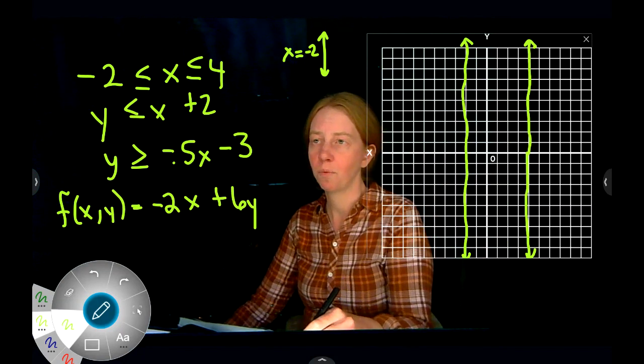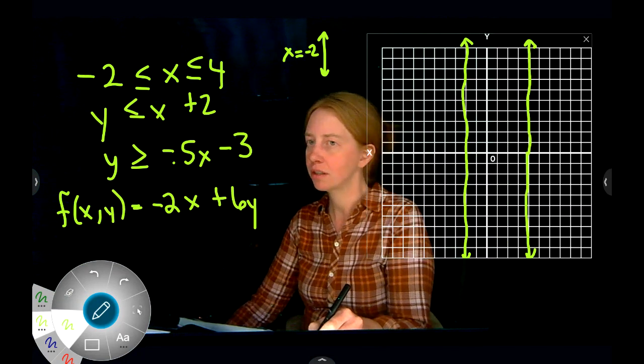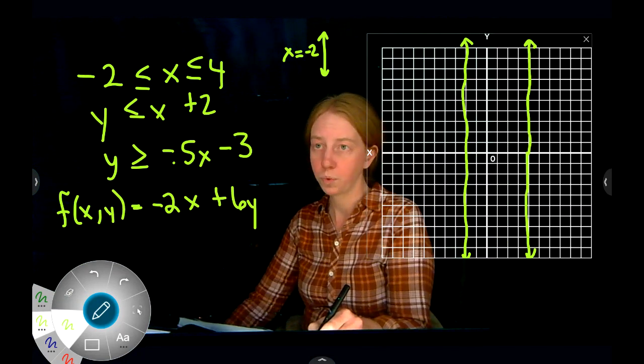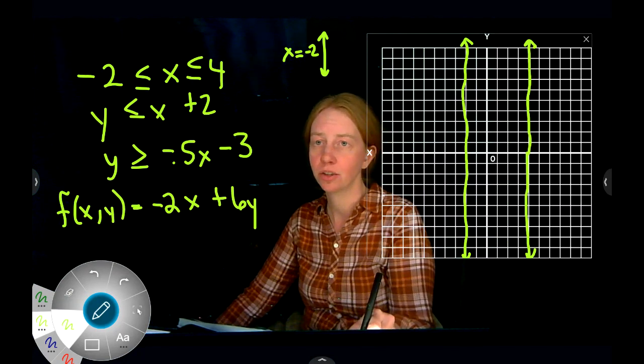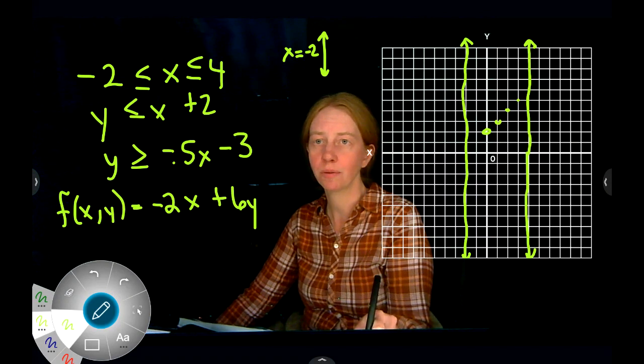Let's look at the next one. y ≤ x + 2. So this is already in slope-intercept form. We know how to graph this. We're going to come up here to our y-intercept, and then we're going to use our slope, which is 1 over 1. So up 1 over 1, up 1 over 1, up 1 over 1. We have an intersection point right here.